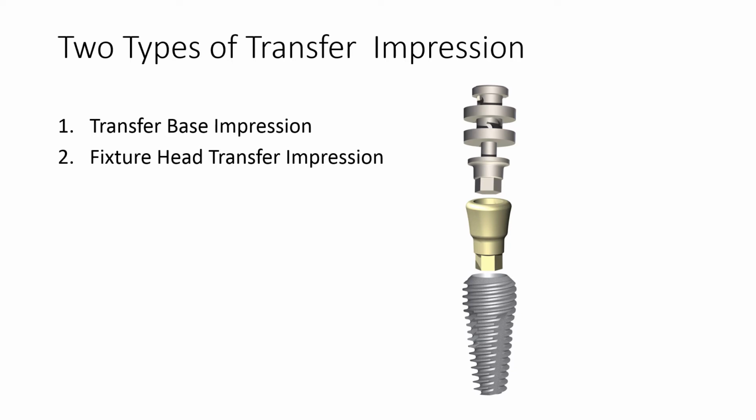So we have two types of impression, one being a transfer base impression, which is taken directly off the soft tissue healing abutment, or a fixture head transfer impression, which is taken directly off the top of the implant at bone level. So the difference between these two is the presence of our transfer base.